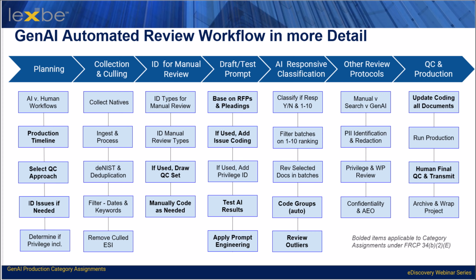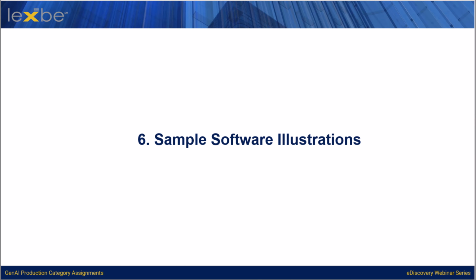Finally, the process moves into quality control and production. QC measures are applied based on the agreed protocol, which may include statistical validation, review of the AI results against control sets, and targeted human review of marginal and high-risk groups. Human reviewers perform final QC to confirm responsiveness, category assignments, privilege determinations, and redactions. Documents are then produced in the required format and transmitted to the requesting party.